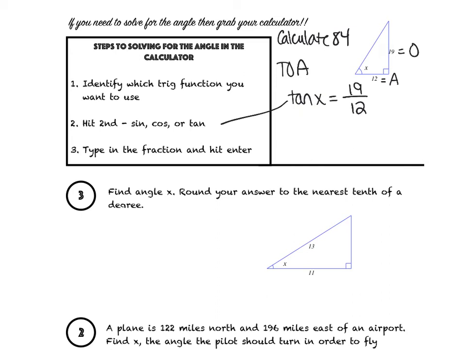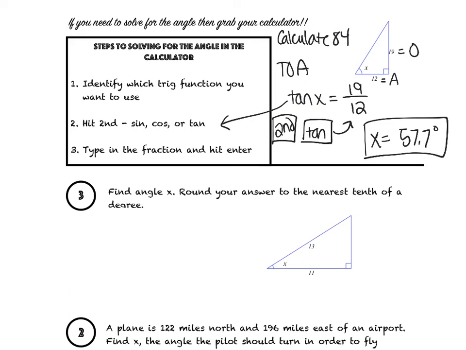Now the second step says to hit the second button on your calculator and then the tan button. Then you punch in these numbers, 19 divided by 12. If I hit second tan and put in 19 divided by 12, it will pop out the answer for X. So X is going to equal, rounded to the nearest tenth, 57.7 degrees. This particular topic needs a calculator in order to solve it, so download that app real quick and you'll be able to use it.